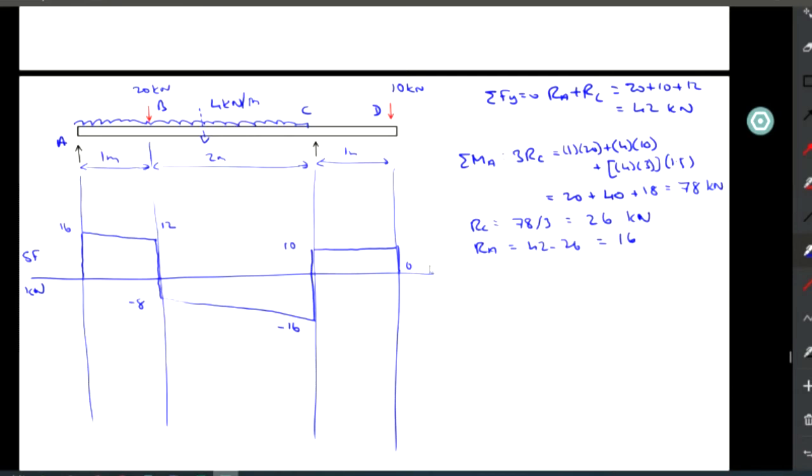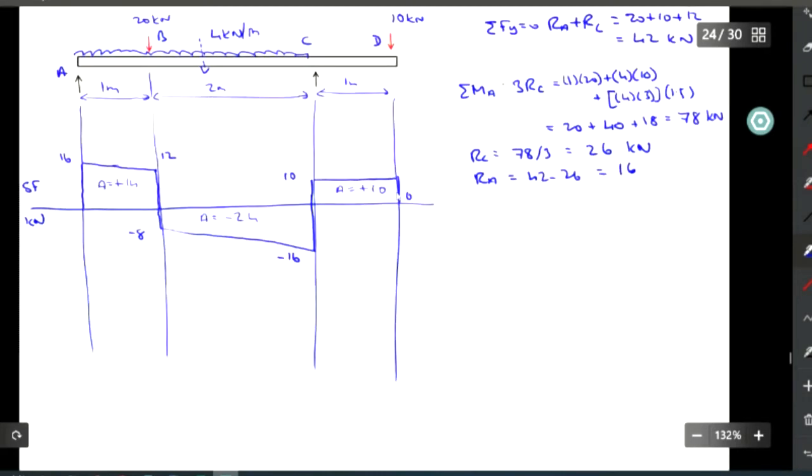So we'll just get the areas of those shapes. The average height there is 14, so the area is plus 14. Here the average height is 12 and it's 2 meters long, so the area is minus 24 in kilonewton meters. And here it's just 10 by 1, plus 10.